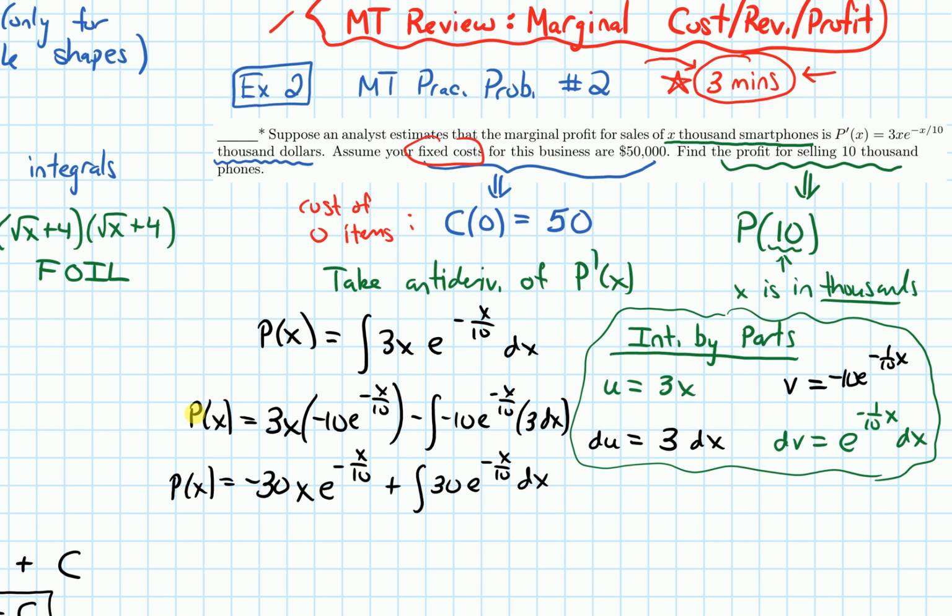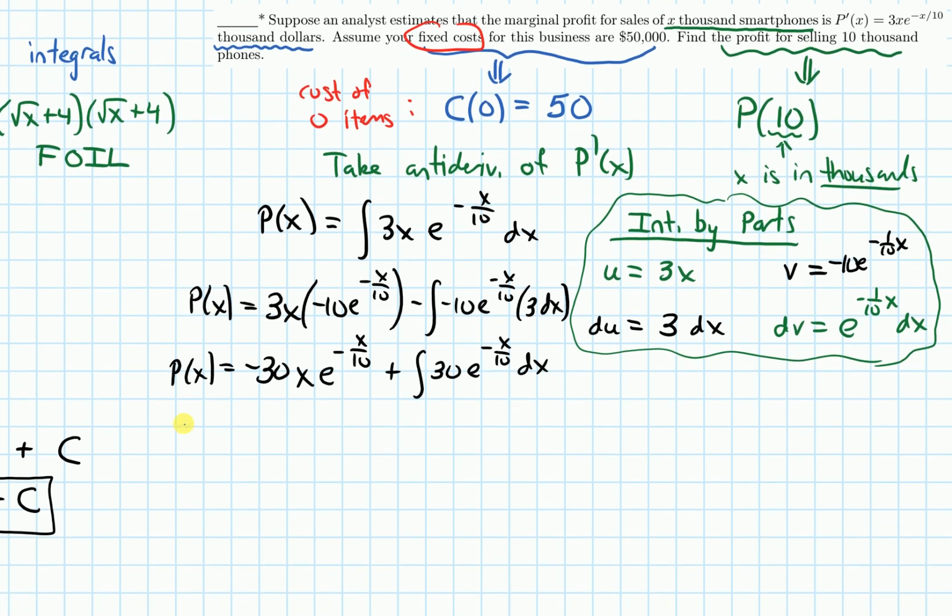All right, so this antiderivative is not too bad. We already did one like this in the problem. So we have negative 30x times e to the negative x over 10. The 30 is a constant multiplying this function, so I'll keep that in front of it. I need an antiderivative of e to the negative x over 10, but we've already done that. That's negative 10 e to the negative x over 10. This was an indefinite integral, so let's put a plus c at the end of it.